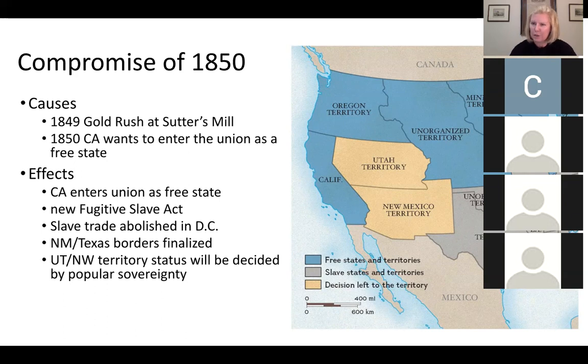So if you remember, in 1820 we have the Missouri Compromise, and that only has to do with the land that's basically in the central part of the United States, what was the Louisiana Purchase. And they made that decision to draw that 36°30′ line.